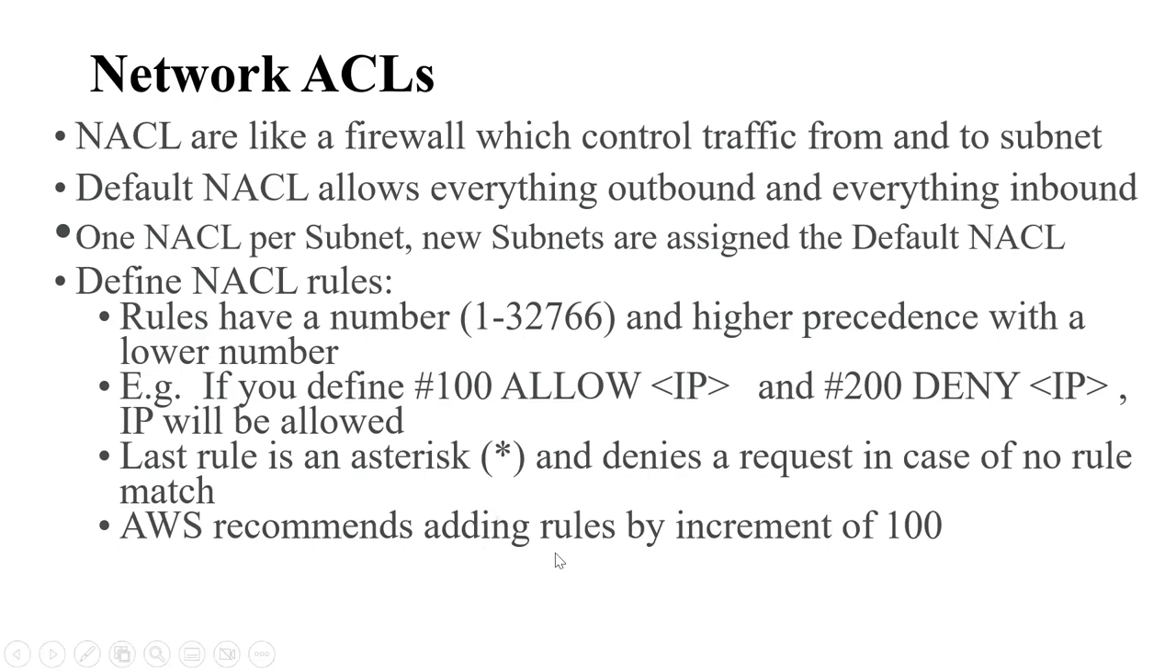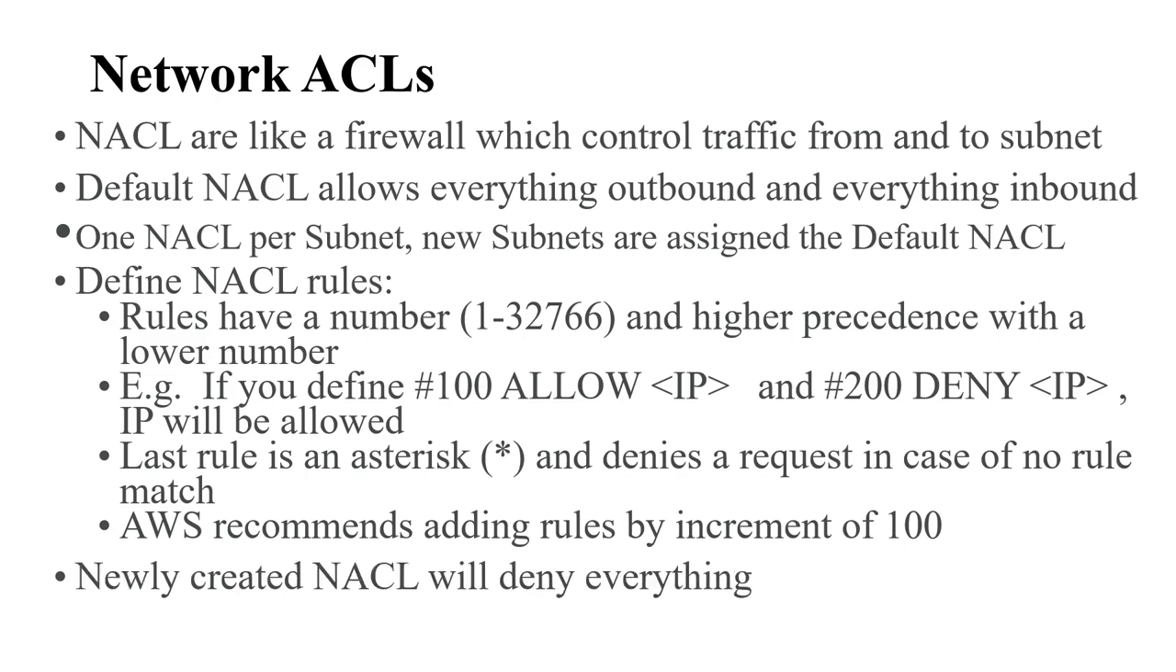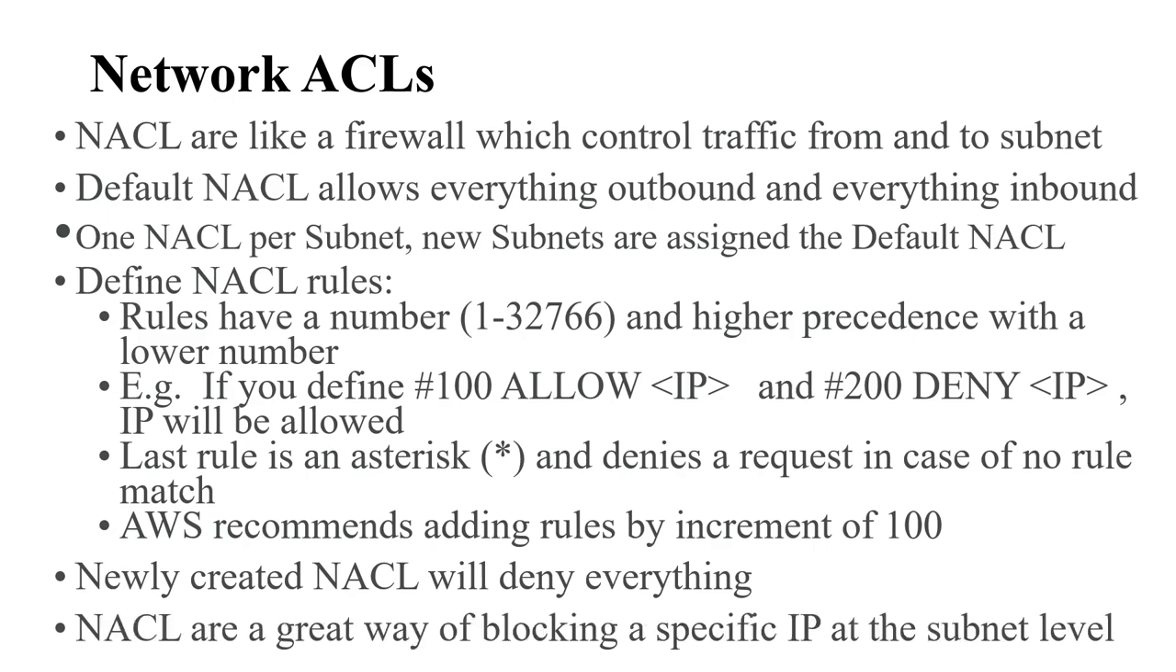AWS recommends adding the rules in increments of 100: 100, 200, 300. A newly created NACL denies everything. Whichever NACL you have created, it denies everything for inbound and outbound routes.